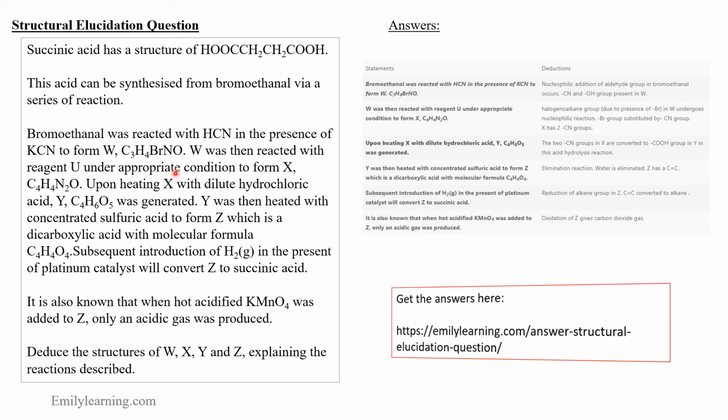Next, I'll go on. Heating X with dilute hydrochloric acid will give Y. This is an acid hydrolysis reaction, and it converts a CN group to a COOH group. So I'll write that down here in my deduction. Then next I'll talk about Y. Y was then heated with concentrated sulfuric acid to form Z, which is a dicarboxylic acid with this formula. So this is the statement. I know that an elimination reaction has occurred. Water is eliminated, so Z will have a C=C double bond.